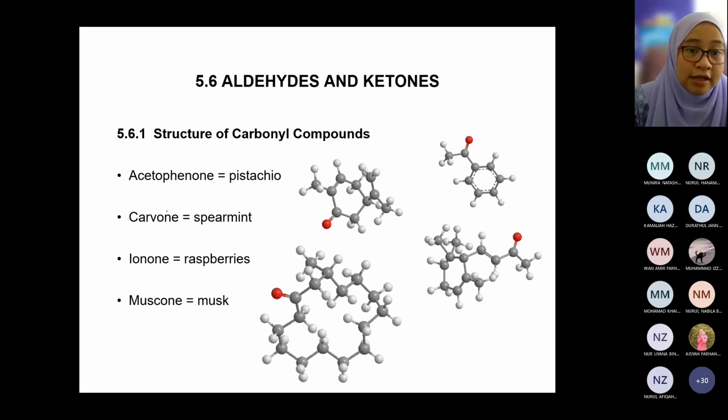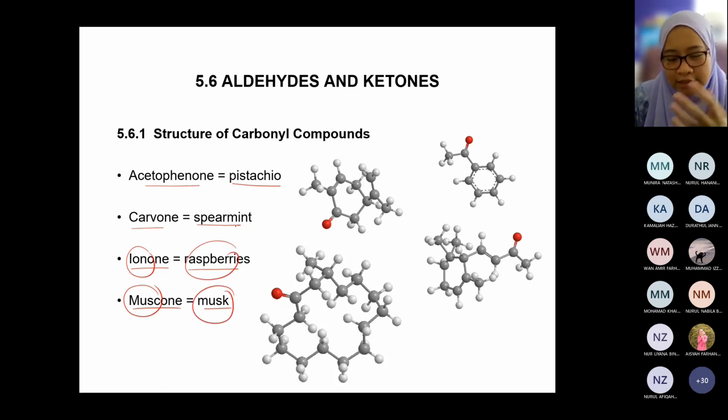Okay, that is for aldehyde. This is for ketone. Dalam pistachio we have acetophenone, spearmint we have carvone, raspberry we have iodophone, and then musk as muscone. Okay, we have muscone in musk. And so nama dia tu due to the presence of the compound, the active compound ataupun dia punya main compound in the substance. Nama dia tu diberikan sempena that main compound.